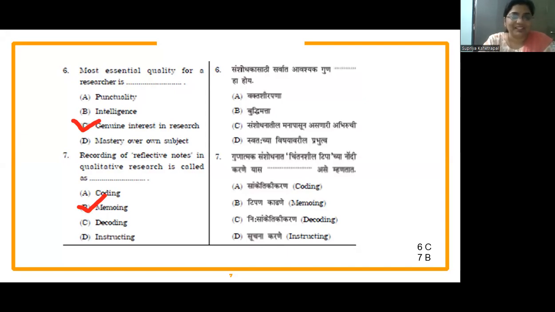Very good, very good. So I think Dote has done it. So every year there is something new that you have to see. What is new in each and every year's paper, that you have to see. Okay. So here you can see, just now Dote has given us a correct answer. So one can get the options right when you are really interested in this. Okay. Now let us see here also the recording of the reflective notes in a qualitative research is called memoing. So we have to see this one.